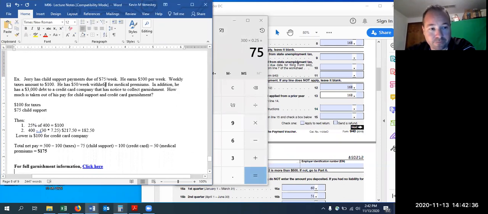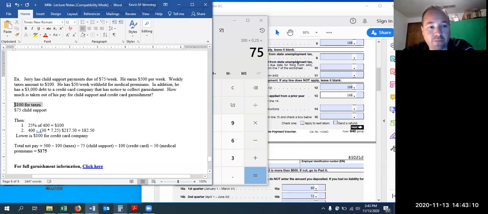Here's a little example just to help show this. All right, we have child support due of 75 bucks, and 500 bucks a week that we earn. Weekly taxes, so that's part of the net pay that they count as they take off for your disposable earnings. So we're down to 400. 50 bucks a week is taken out for a medical premium, that's your choice. There's a $3,000 debt to a credit card company that has a notice to collect garnishment. How much is taken out of his pay for child support and credit card garnishment?